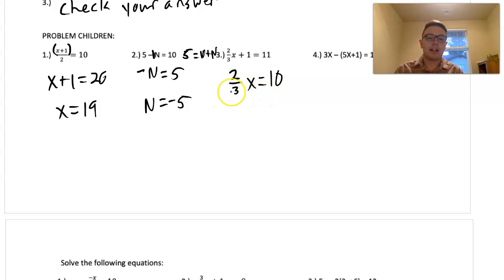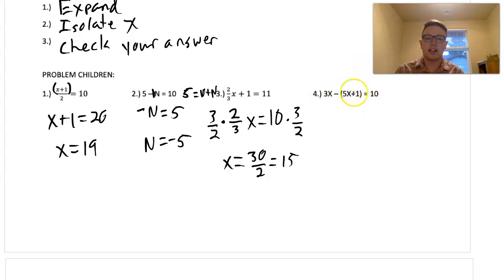But dividing by a fraction, remember, is the same thing as doing keep, change, flip. So we need to multiply by the flipped fraction, multiply by the reciprocal. This will give us our answer to be x is equal to 30 over 2, which we're going to reduce to 15. And this last problem, which I'm blocking a little bit.